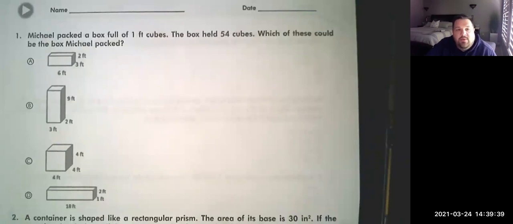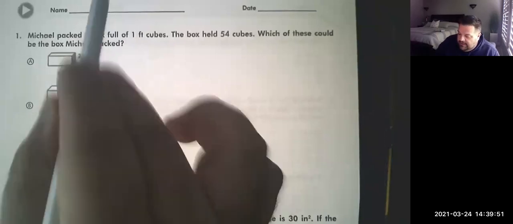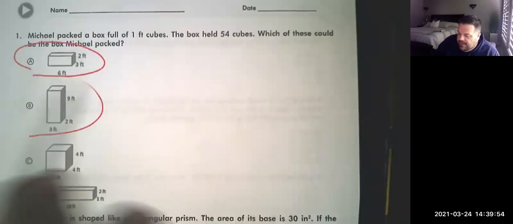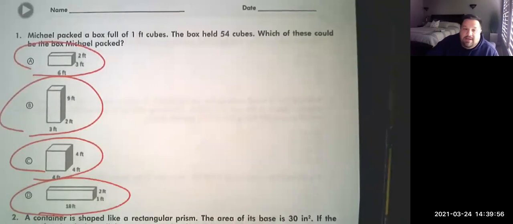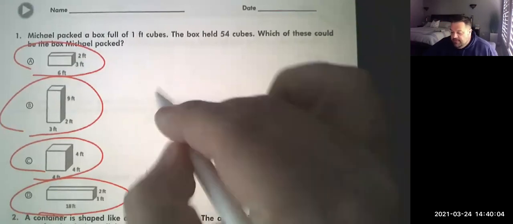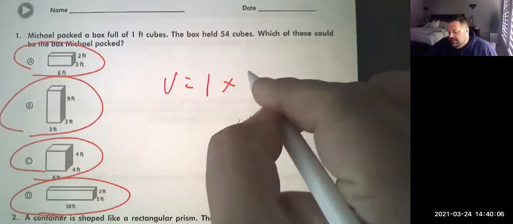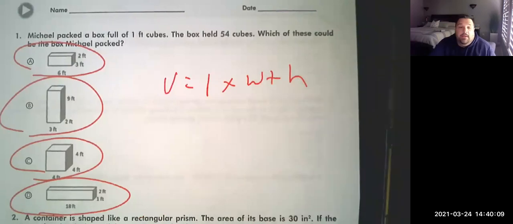Okay, so the trick with number 1 is they say Michael packed a box full of 1-foot cubes. The box held 54 cubes. Which one of these could have been his box? There's no trick to this one. You've just got to solve each one of these boxes and find the one that equals 54. There's only one. So you just go through and solve for your volume, which is length times width times height. And just do each one of those till you find the one that is equal to 54.